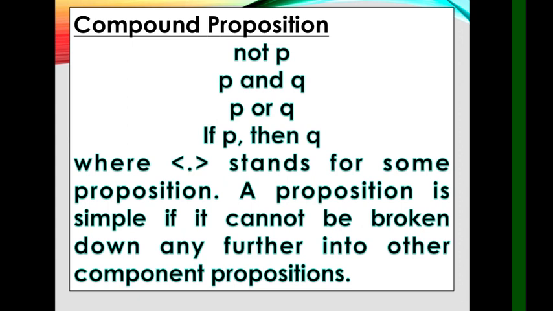A proposition is simple if it cannot be broken down any further into other component propositions. But if you can break down the proposition into other components, then that will become a compound proposition. Simply, a compound proposition is a combination of two or more declarative statements.